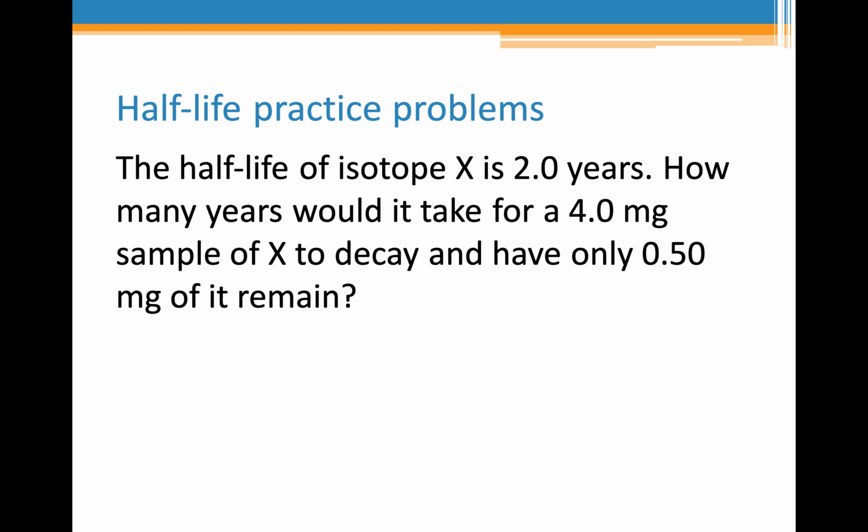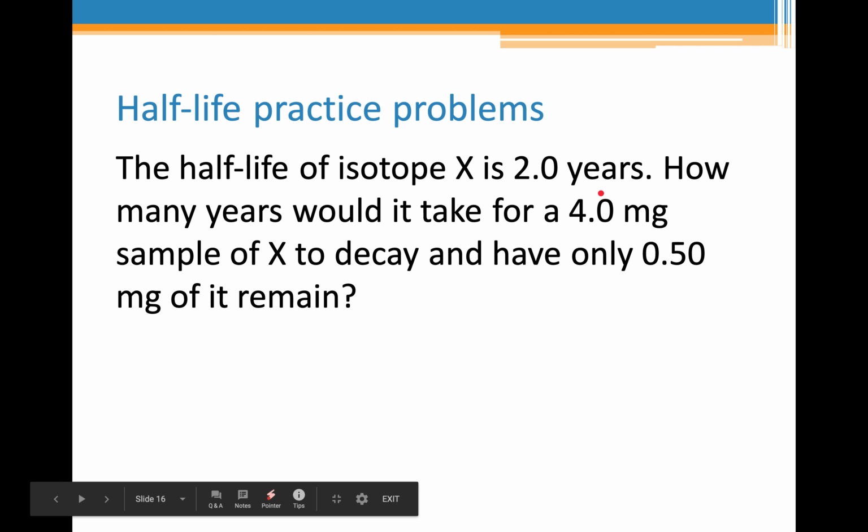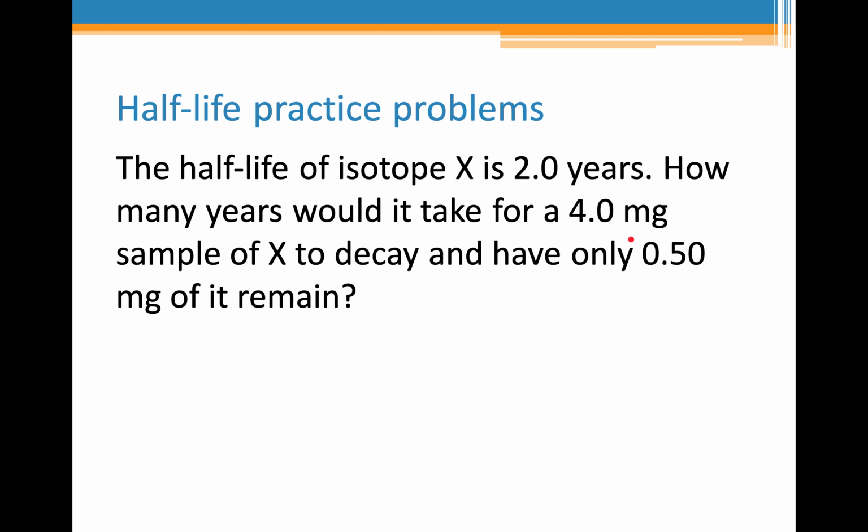And then finally, this last one, it says the half-life of an isotope is 2 years. How long would it take for 4 milligrams to decay into 0.5 milligrams? So again, in this case, figure out how many half-lives have passed. For me, I thought about the fact that after 1 half-life, there should be 2 milligrams. After the second, there should be 1 milligram. And then after the third, there should be 0.5 milligrams. So there have been 3 half-lives that have passed to decay the 4 into the 0.5. Each half-life is 2 years, so 3 times 2 gives me 6 years total.